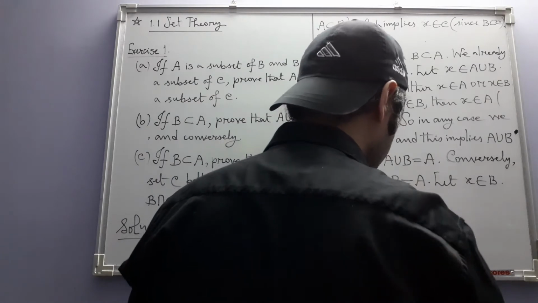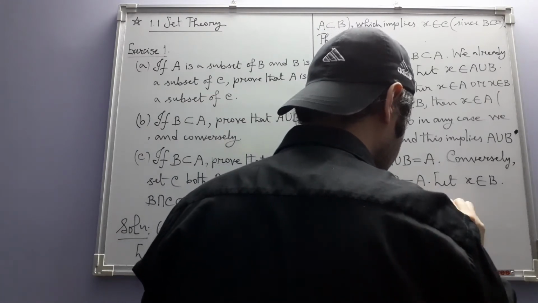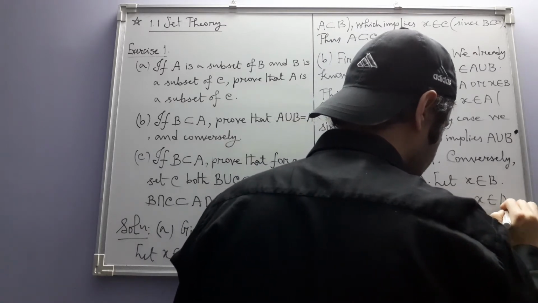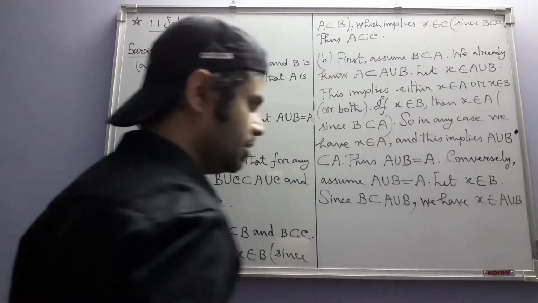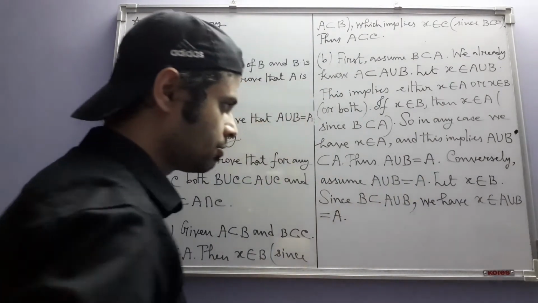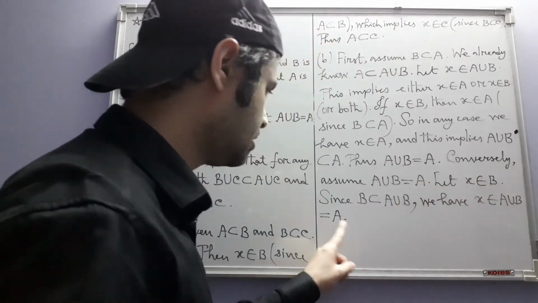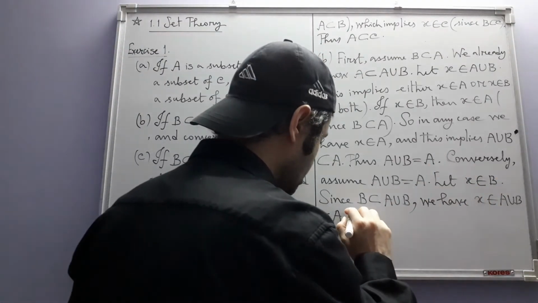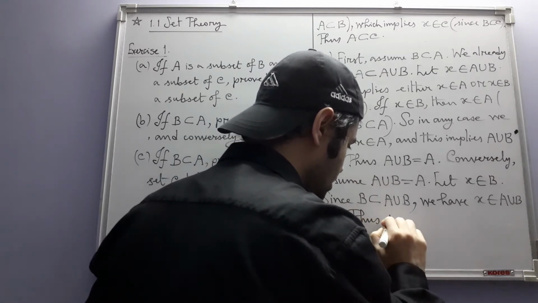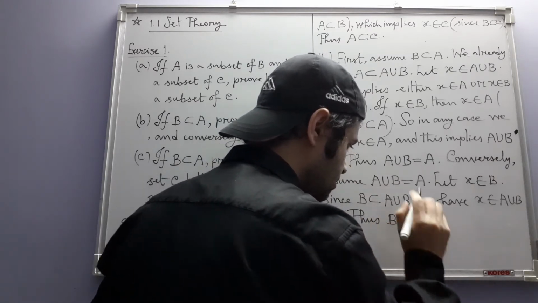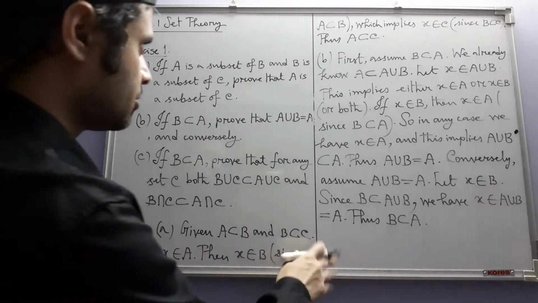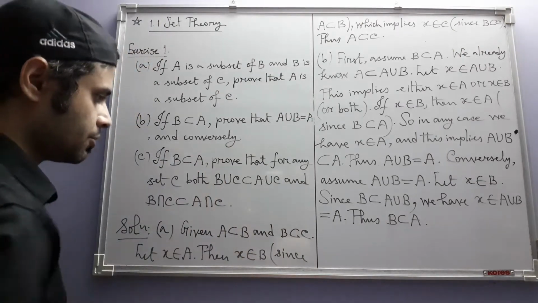Since this is true, we have x belongs to A union B. But now A union B is equal to A. So any element in B is in A. Thus, B is a subset of A. So the other implication, the converse, has also been proved. So this is part B. Finally, we come to part C.